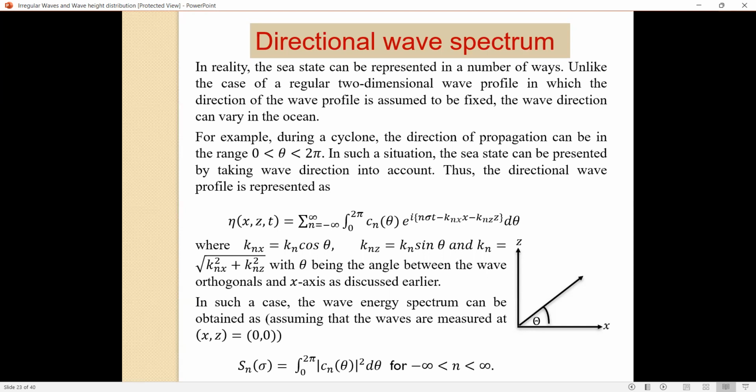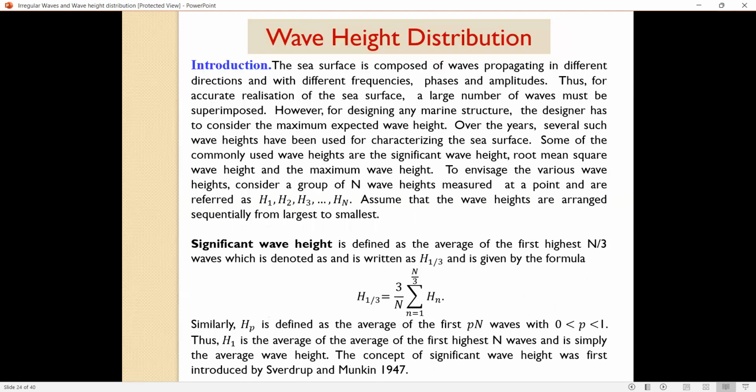So in that sense, my theta can vary. Take the example of a cyclone, where the direction of propagation can be between 0 to 2 pi. In that situation, my data can be represented in this form. Here I started with this and I said sum of n equal to 1 to infinity. My theta was fixed. But now I have theta as well, because waves can attack from any direction, and in the process theta will vary from 0 to 2 pi. And then the directional spectrum comes into the picture, and the directional waves are defined in this manner.